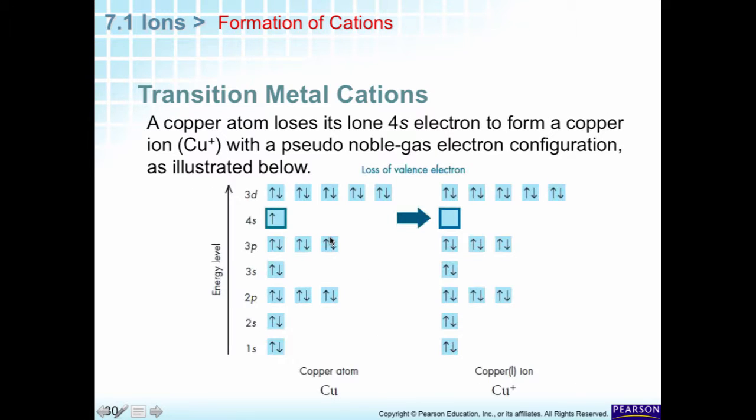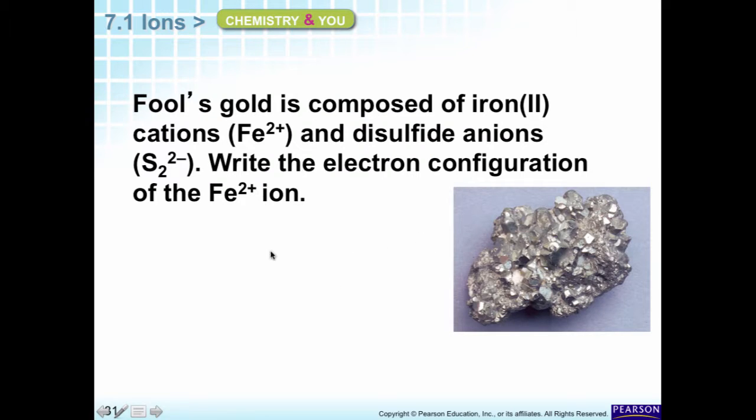So here we are. This is what happened, okay, for copper. So if copper becomes copper +1, it loses this 4s electron. All right, so if we look at iron sulfide, it's going to be iron 2 with S2.